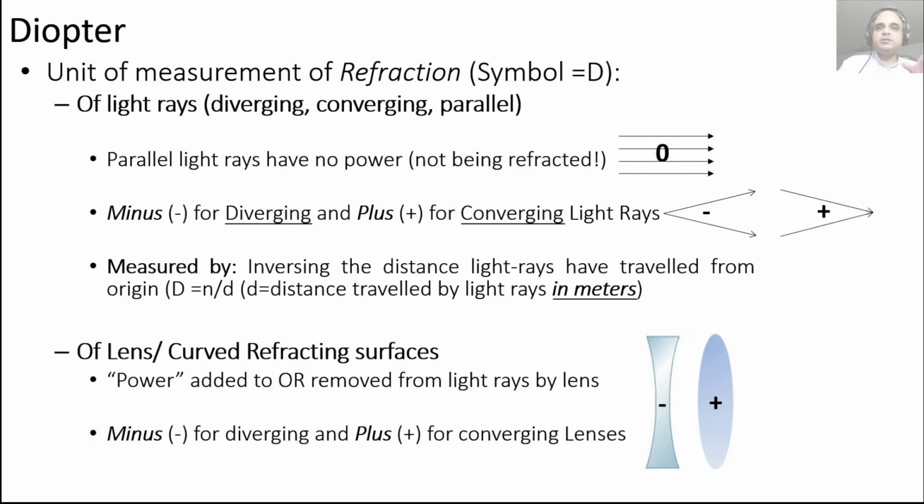Now, diopter is also a method of quantifying the power of lenses. For convex lenses, the power is plus. For concave lenses, the power is minus. Simply because convex lenses converge light, and converging light rays have positive power, so these lenses must be giving positive power. And since diverging light rays have minus power, concave lenses diverge light, so they have minus power. Another way of thinking about the power of a lens is the amount of power that a lens can add or remove from light rays. So a convex lens is going to add power to light rays, and a concave lens is going to remove power from light rays.